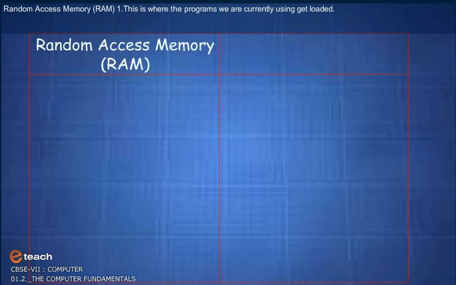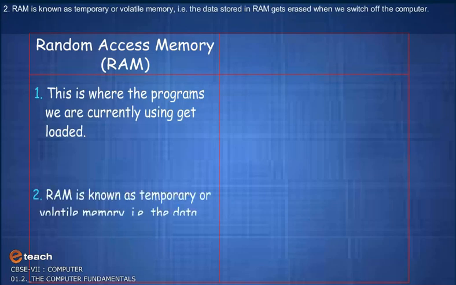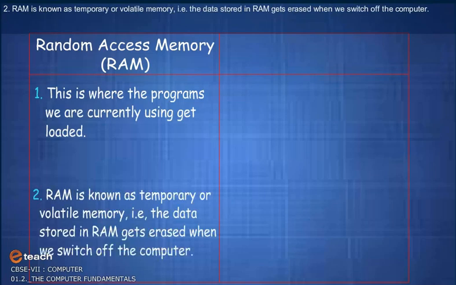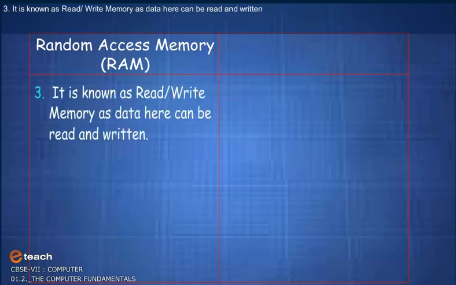Random access memory, that is RAM. 1. This is where the programs we are currently using get loaded. 2. RAM is known as temporary or volatile memory. That is, the data stored in RAM gets erased when we switch off the computer. 3. It is known as read and write memory, as data here can be read and written.